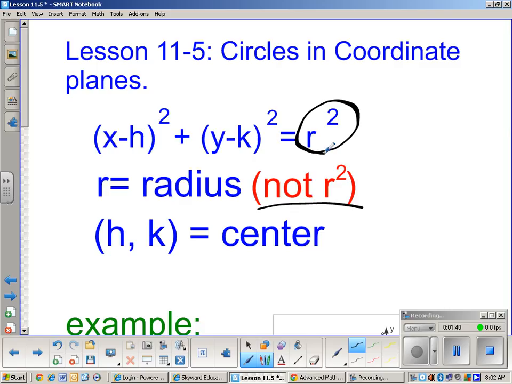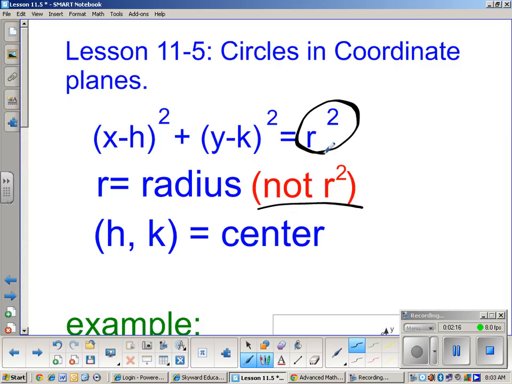If that number was 50, then the radius would be... louder? Somewhere between 5 and 6? No? Keep thinking, though. What would it be? Somewhere between 7 and 8, right? The square root of 49 is 7, right? And so 50 would be a little bigger than 7.